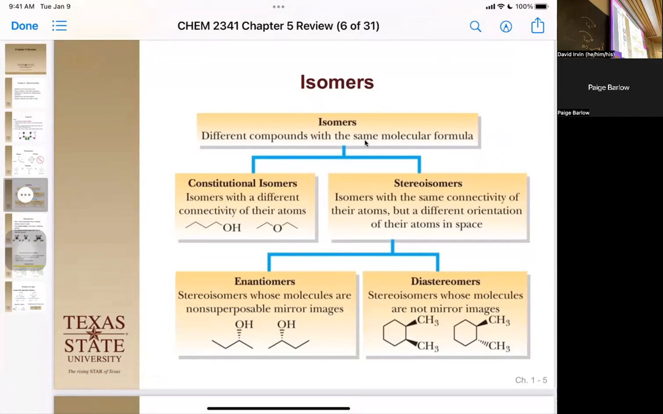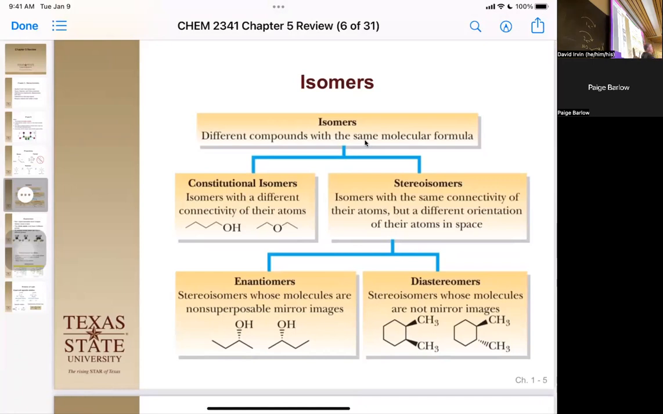Remember, stereo means space. So they're fixed in space with no rotation. So we're going to have those also as stereoisomers. And then if they are non-superimposable mirror images, they are enantiomers. They always come in pairs. There are no meso enantiomers. They always come in pairs.